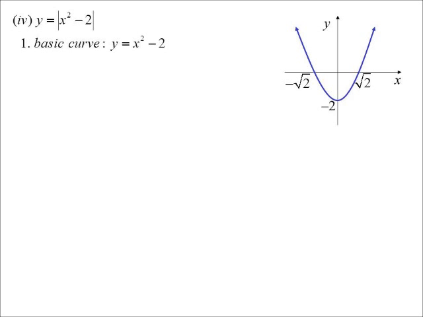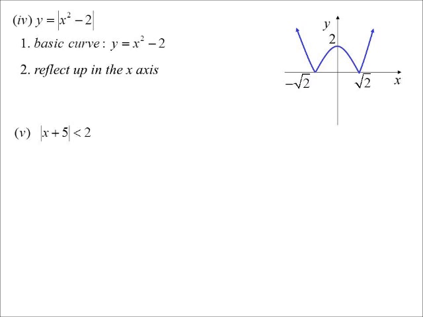They don't have to be straight lines, so linear functions. Y equals the absolute value of x squared minus 2. Well, there's my parabola y equals x squared minus 2. So I'm simply going to say, well, whatever's below reflects above. So there's y equals the absolute value of x squared minus 2.